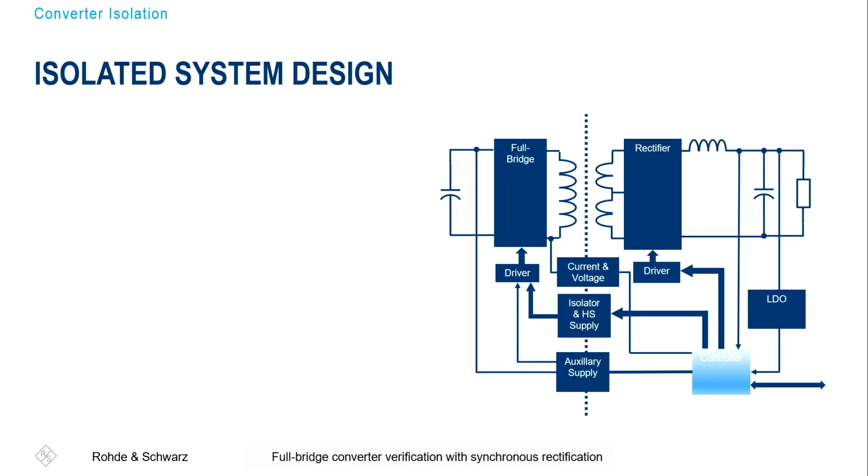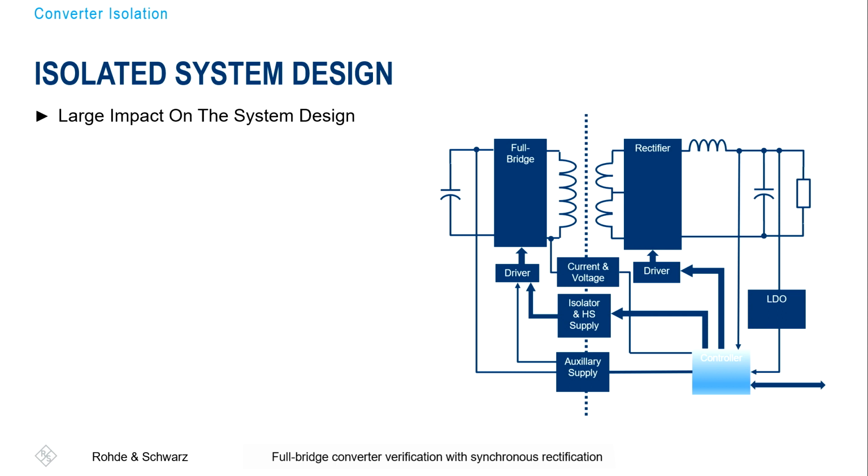Here is now an example of an isolated system design. And what I wanted to show here is basically the large impact on the system design. What we have seen before is only the power stage, so the full bridge and the rectifier, and of course the load capacitors and so on. But we also have additional components now, because we have a controller here on the secondary side, and we need to transfer and receive several pieces of information from the circuit.